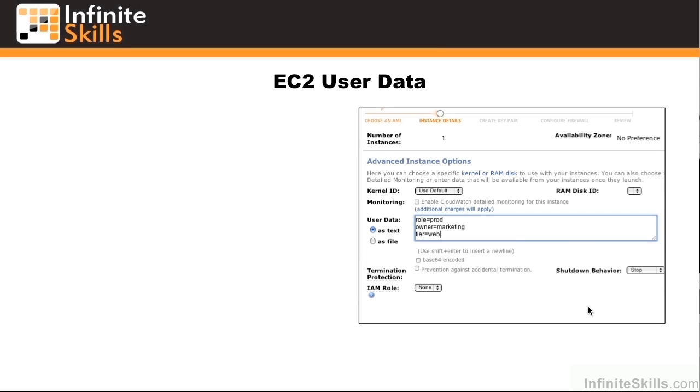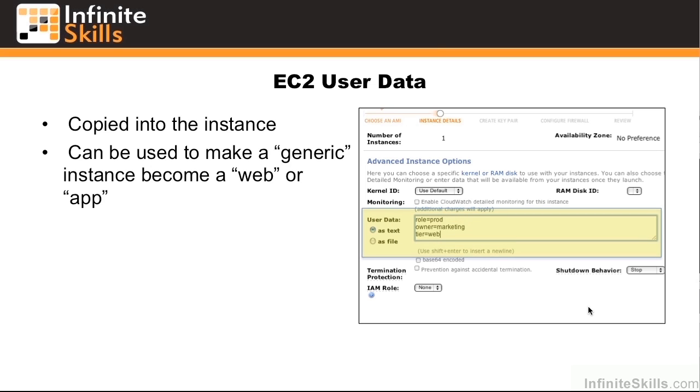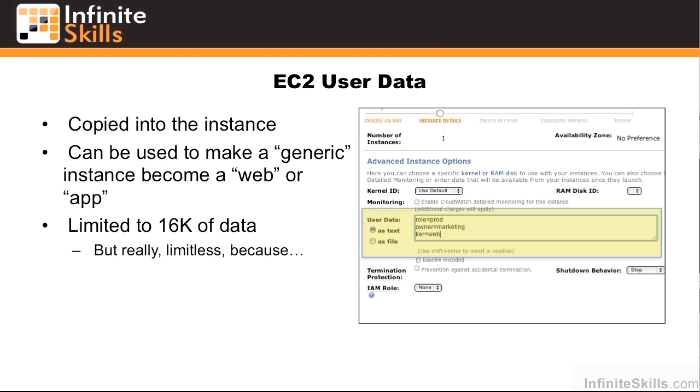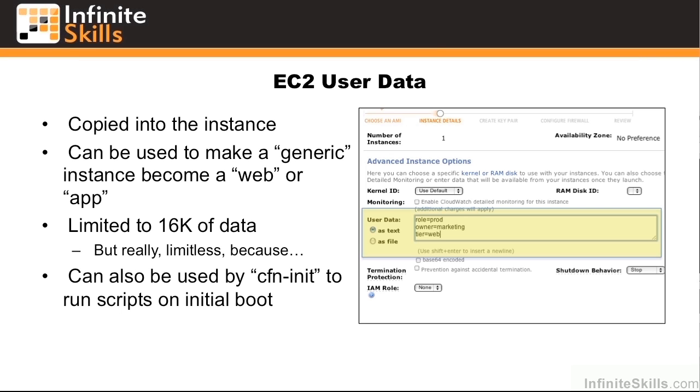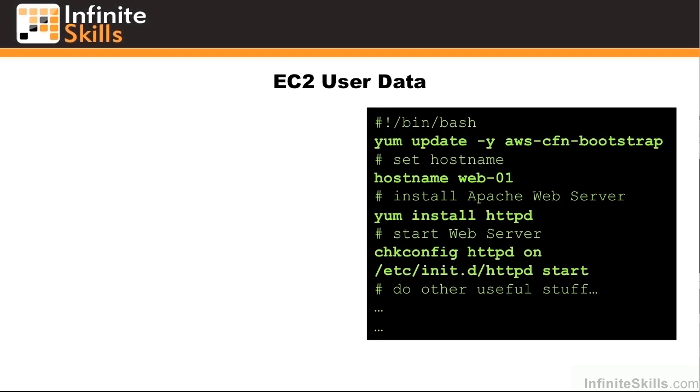Let's talk for a second about user data. User data is information that is copied into the instance. This can be used to make a generic instance become a web or an application instance, as you see here. We're specifying the role of production, the owner marketing, and the tier of web in user data when we launch this instance. We're limited to 16 kilobytes of data, but we're really not, because the scripts can use something called cfninit to run scripts on initial boot.